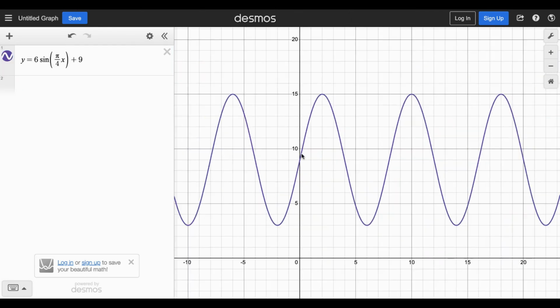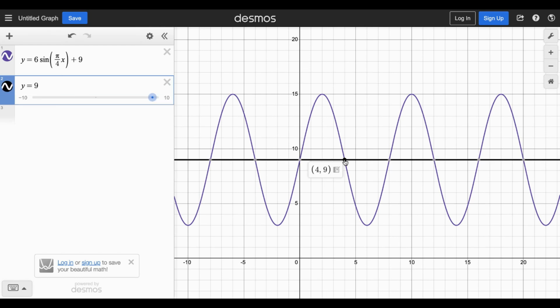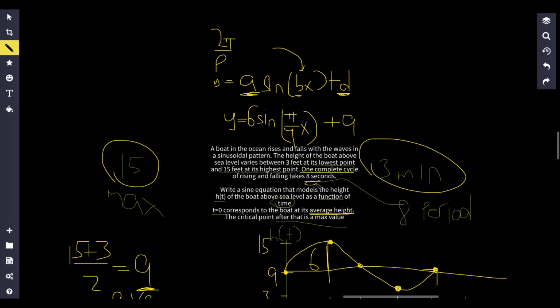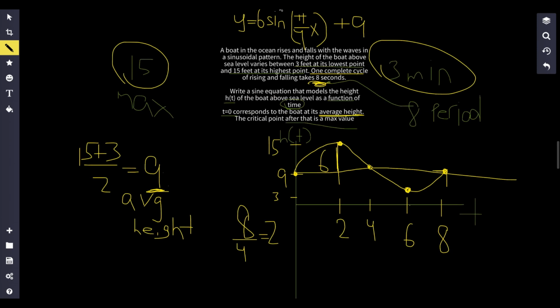Look at this. We hit our midline at 0, 9. Then the highest point is this. Then we go back to the middle, then down, and then back up. And notice how the distance of one period is 8, which is what we said right over here, 8 seconds. So this is correct.